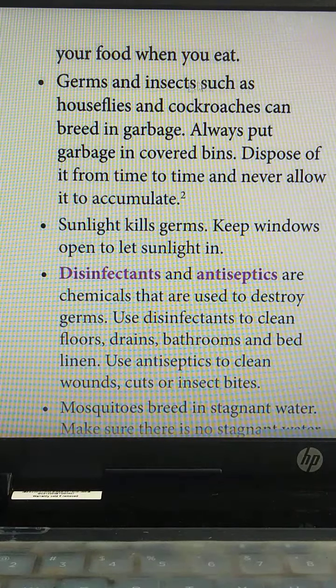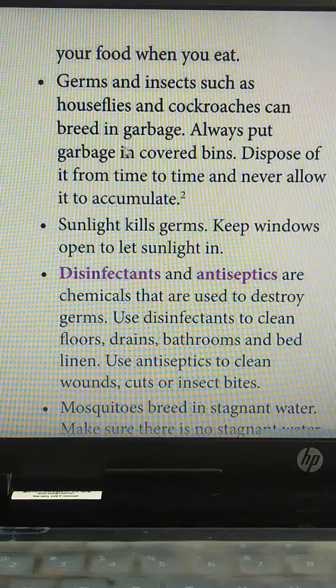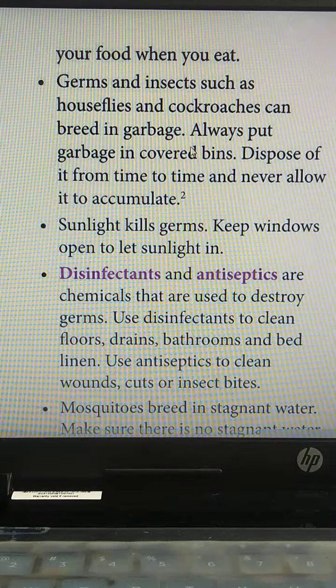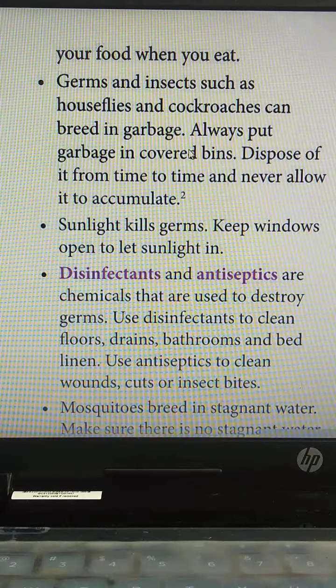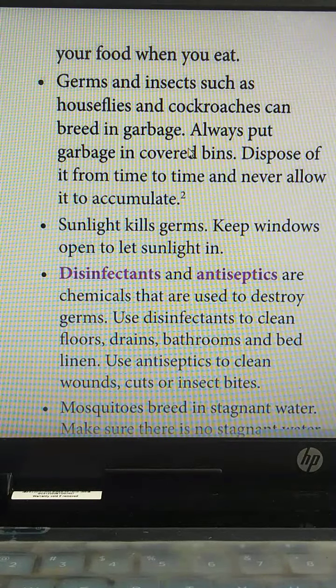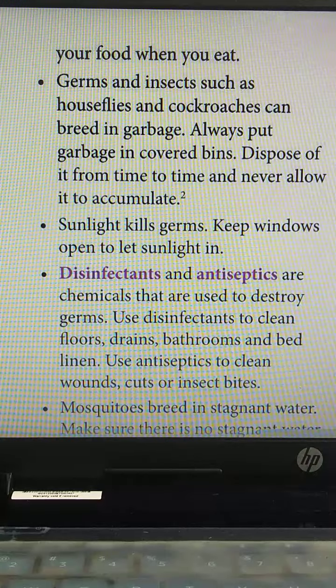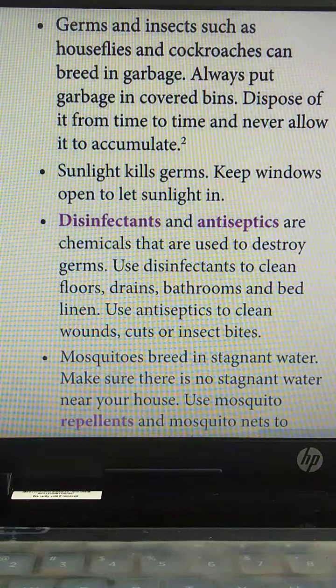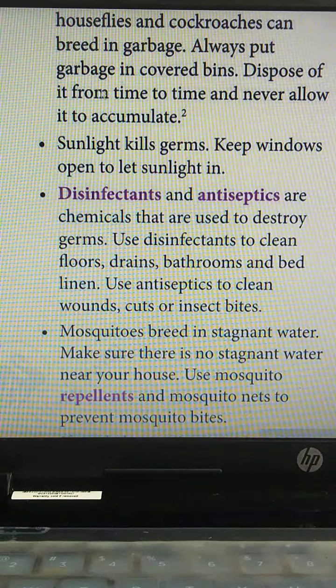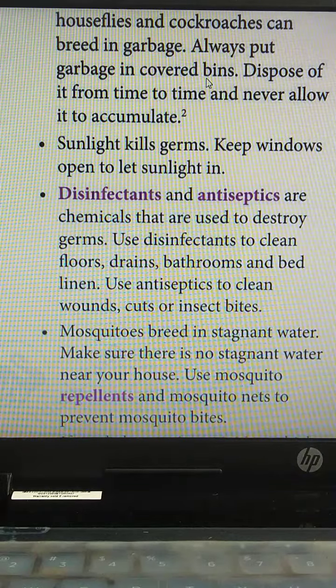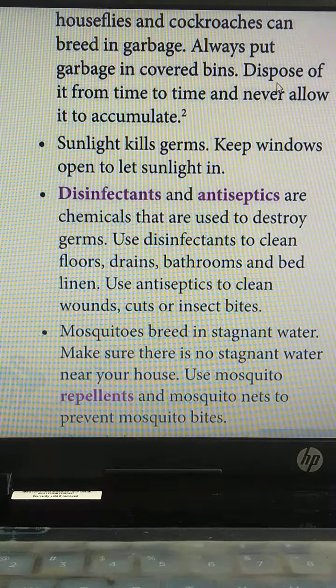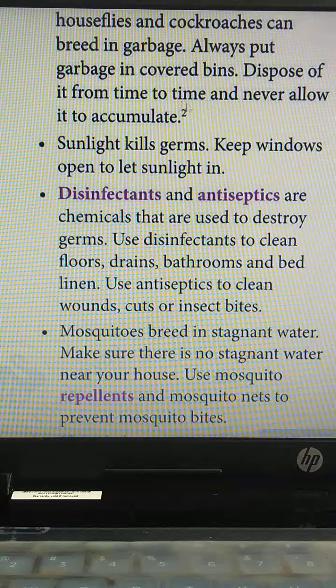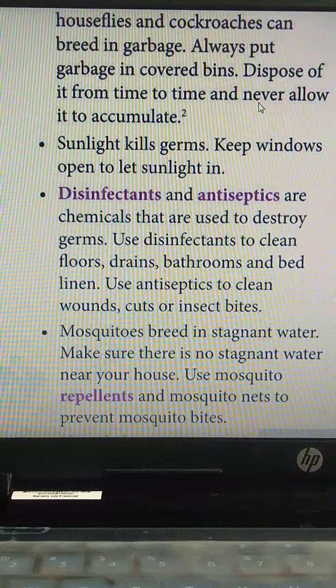Then it is written here, germs and insects such as houseflies and cockroaches can breed in garbage. So where there is garbage, a dirty place, there are germs and insects such as houseflies and cockroaches breeding. So we must keep our surroundings clean. Always put garbage in covered bins, right? We must keep our garbage in covered bins. Bins means dustbins. Dispose of it from time to time and never allow it to accumulate.